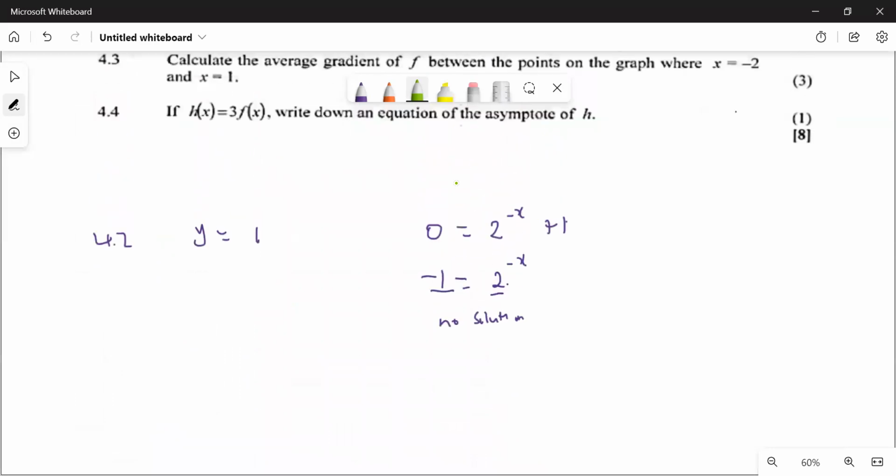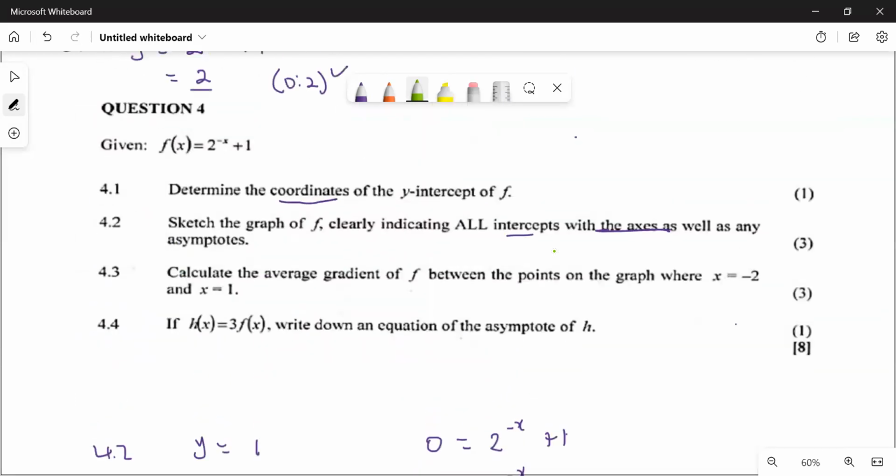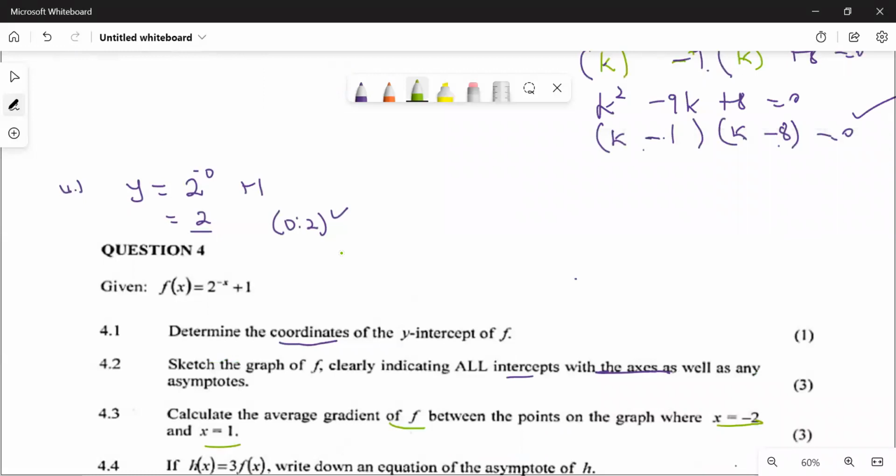We are not done, John. The next question says, calculate the average gradient of f between the points -2 and 1 again. How do you propose we do this one then, John?